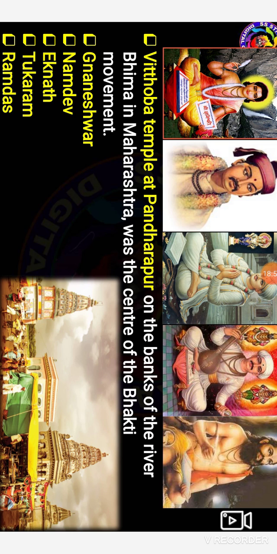In these places we see other saints: Jnaneshwar, Namdev, Eknath, Tukaram, and Ramdas were the famous saints with new sects. Purandaradasa and Kanakadasa were prominent in the Bhakti movement in Karnataka. This path is known as the Dasa Parampara.